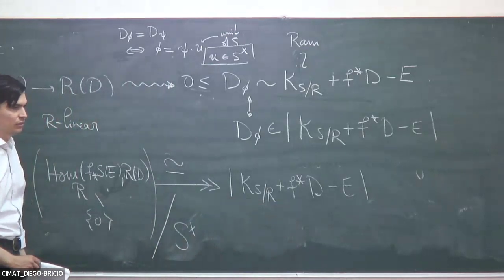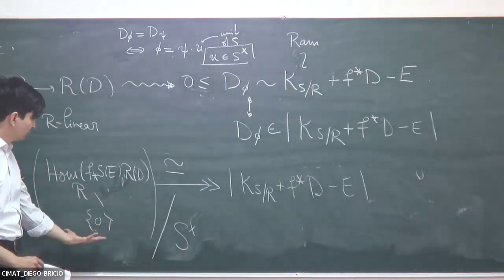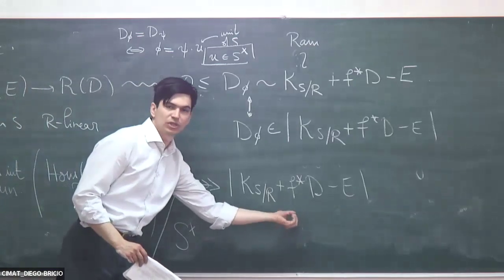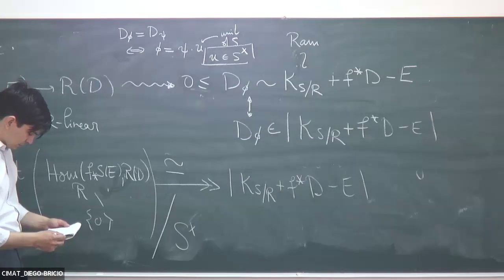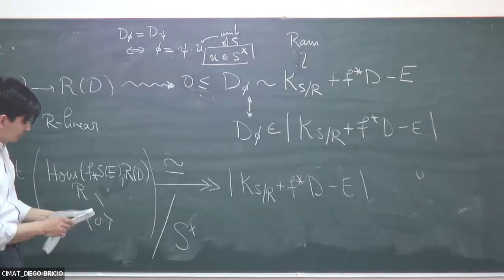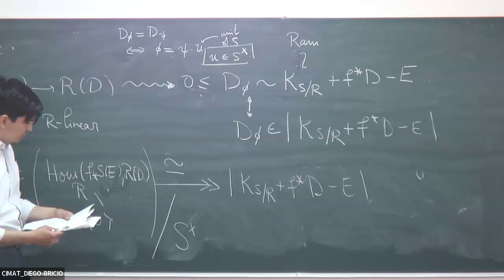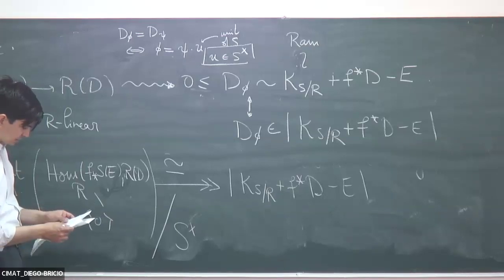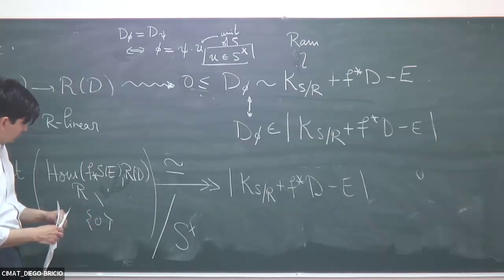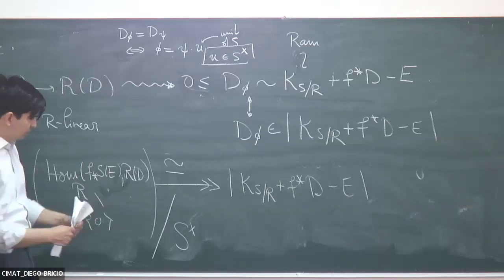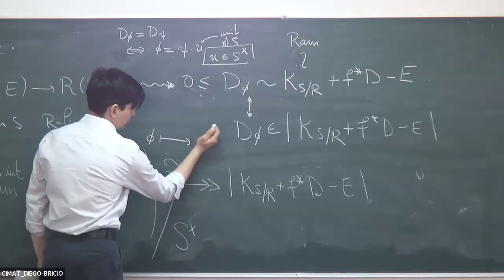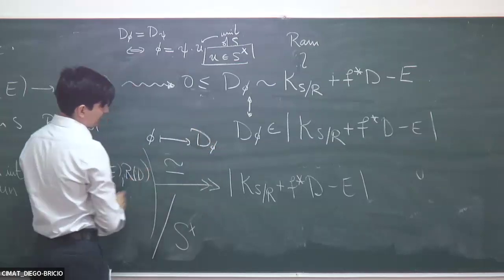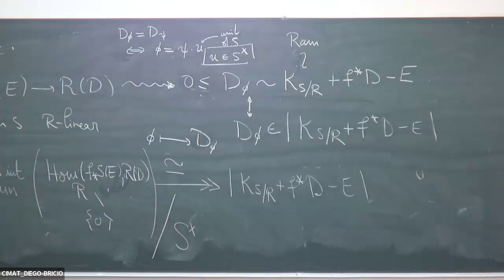Okay? So this is the more conceptual part of the picture, and this is, let's say, the more computational part. So that is the recap from last lecture. Any questions with this? So we're going to denote this correspondence by phi goes to D phi, the divisor of phi.